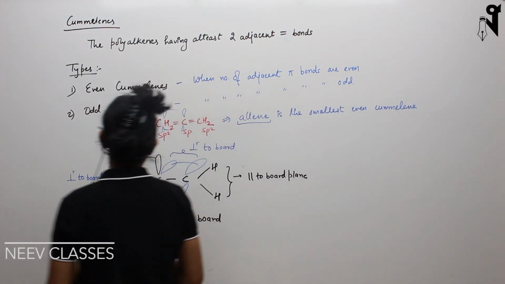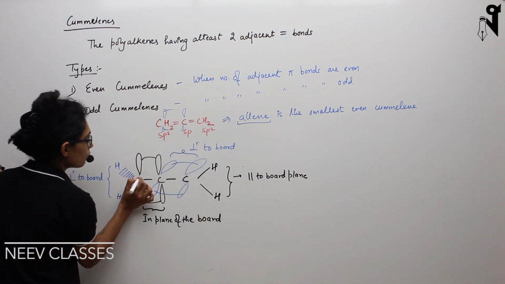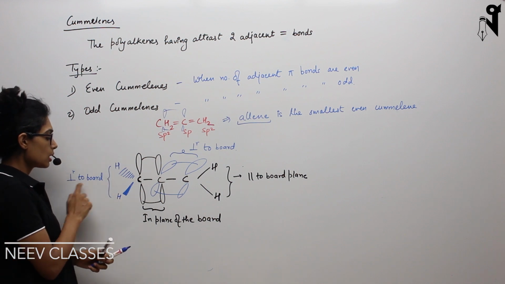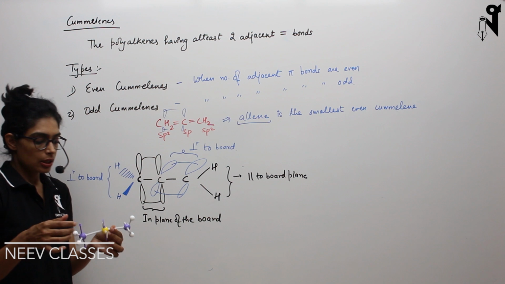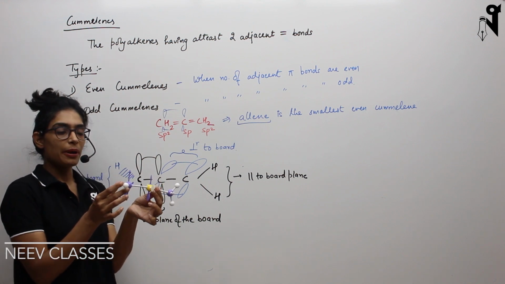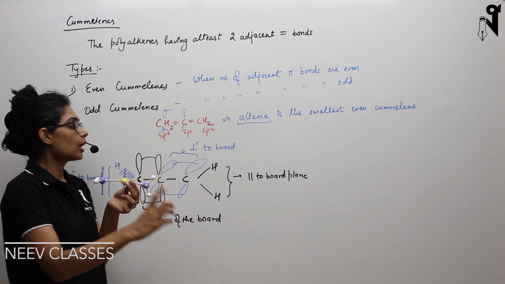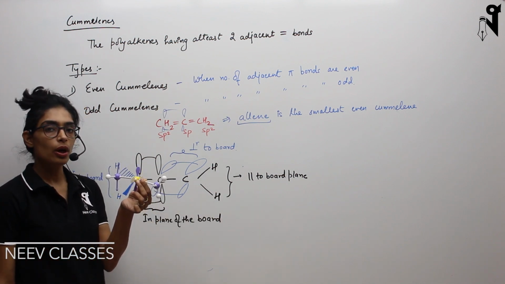So what we can see is, if I talk about the first carbon, its hydrogens are perpendicular to the board, whereas the last carbon's hydrogens are parallel to the board plane. I hope you have understood this.